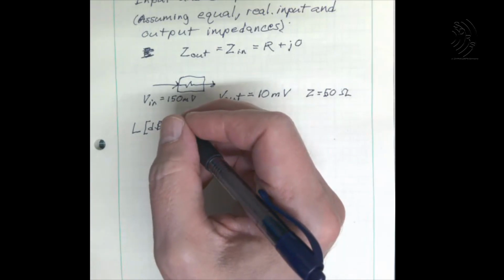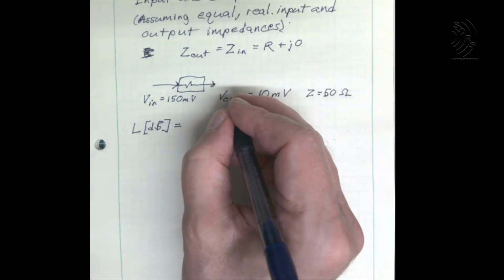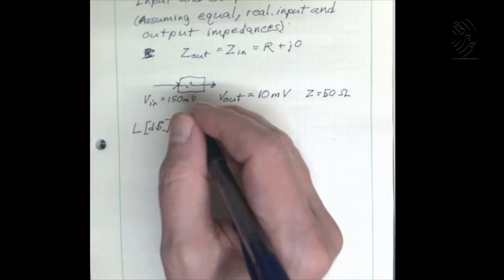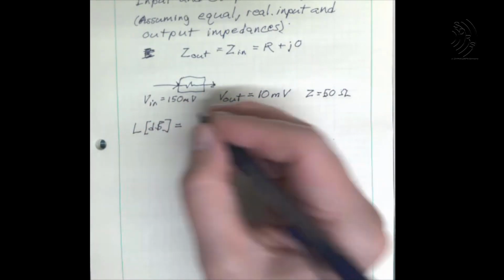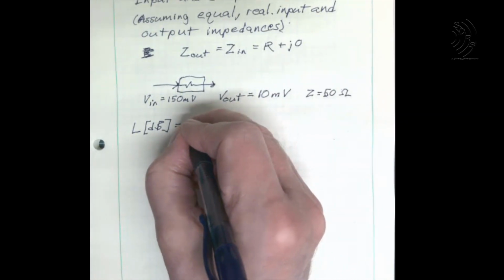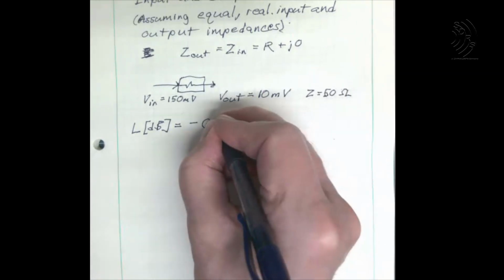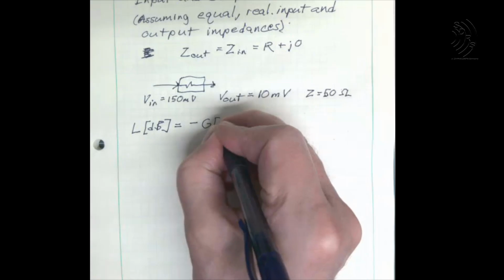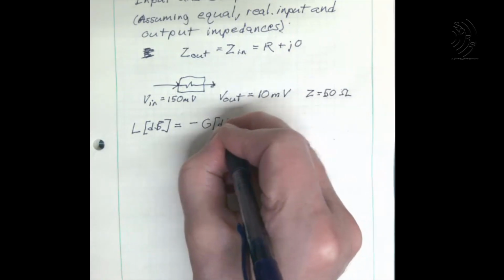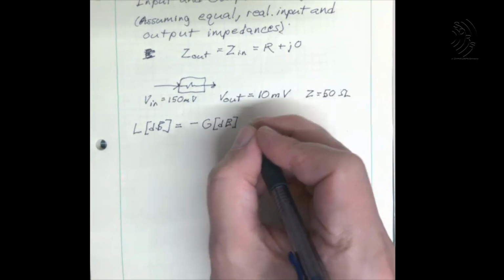And the loss is the inverse of the gain. So the gain is output over input. The loss would be the input over the output, or in decibel terms, it'll be the negative of the gain. And if we were expressing this as just a ratio, the loss would be the reciprocal, or 1 over the gain.